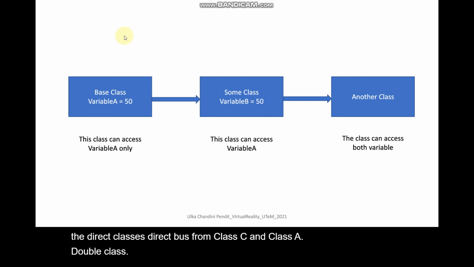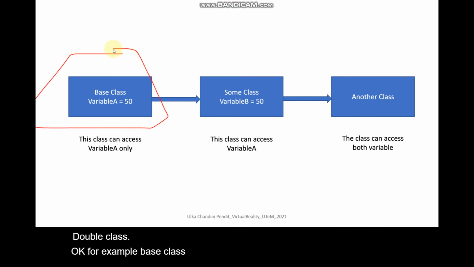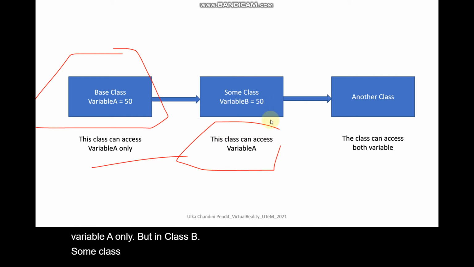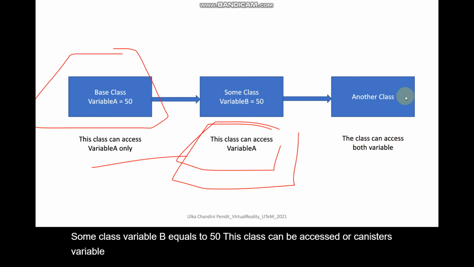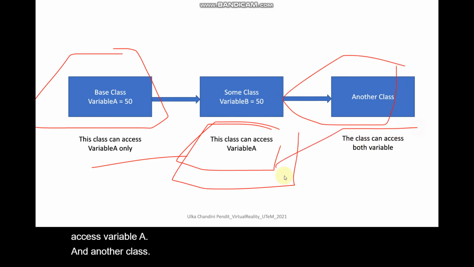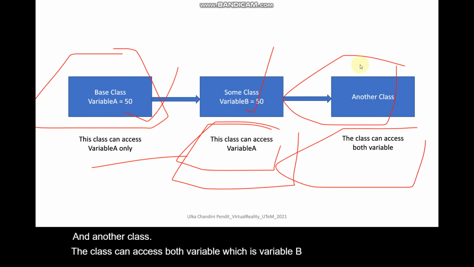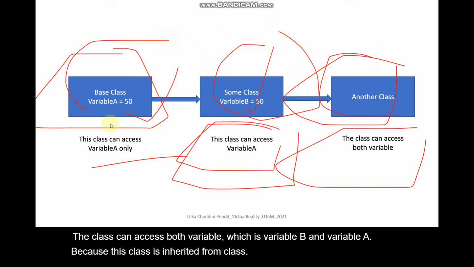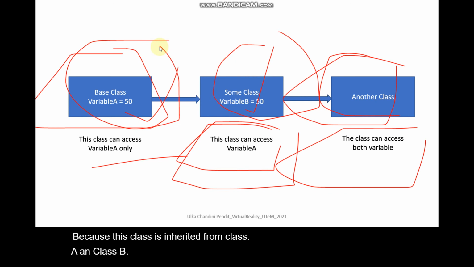For example, in the base class, variable A equals 50. So this class can access variable A only. But in class B, we have a variable B equals 50. This class can access variable A as well as its own. And another class can access both variables, variable B and variable A, because this class is inherited from class A and class B. Okay, so you know what I mean?